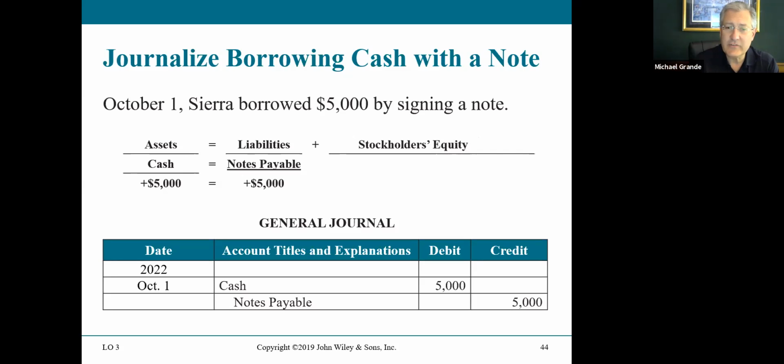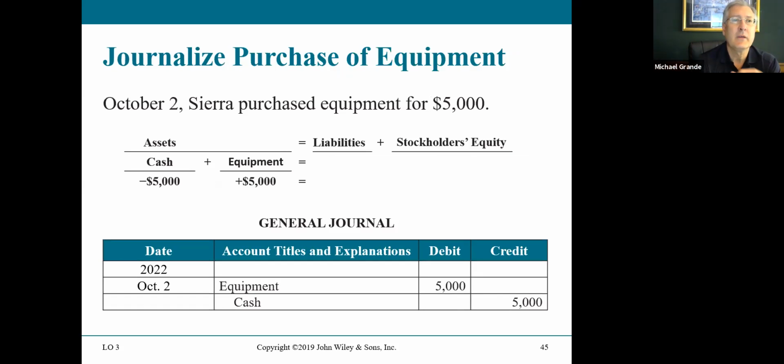The accounting equation is in balance. All is good. Third transaction, Sierra purchased equipment for $5,000. Which accounts are affected? Cash and equipment, both assets.